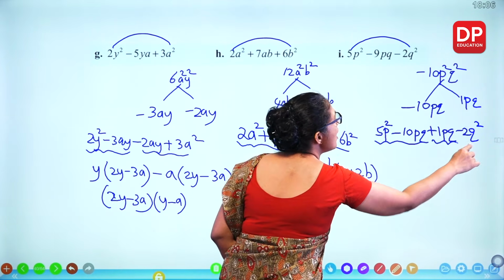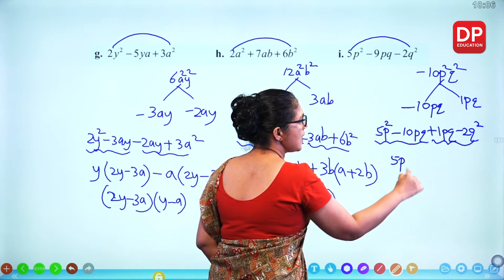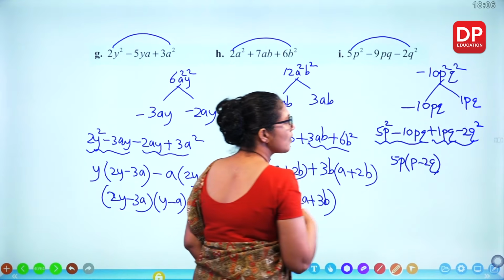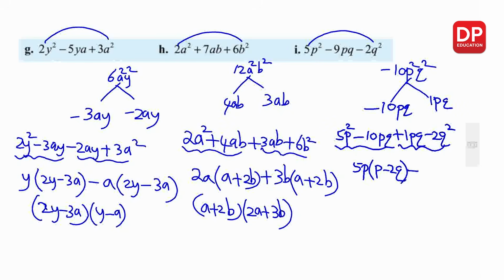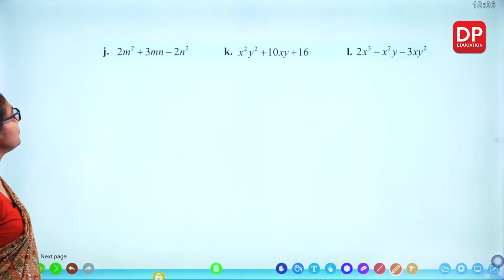Take first two and last two separately. 5p is common. Take it out. p minus 2q. With these two, I can see 1q is common. Take it out. p minus 2q. Now p minus 2q is common. Take it out and the remaining part is 5p plus q.